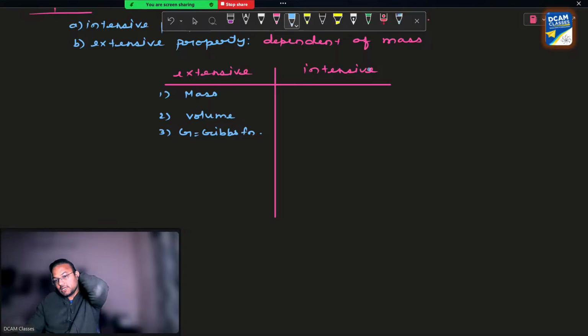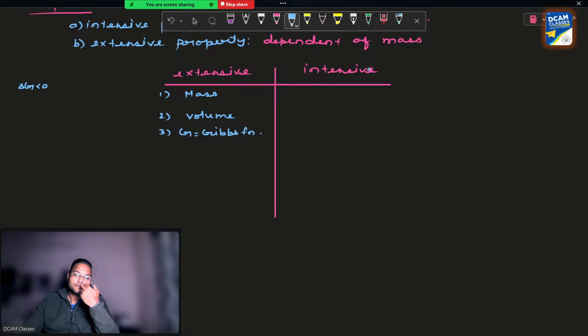Gibbs function is a function which determines the spontaneity of a reaction. What is the spontaneity of a reaction? Whether a reaction or a process will move forward or not is known by the value of Gibbs function, G. If it is negative, it will move forward. If it is positive, it won't move. If it is 0, the process is in equilibrium. Let me tell you this.